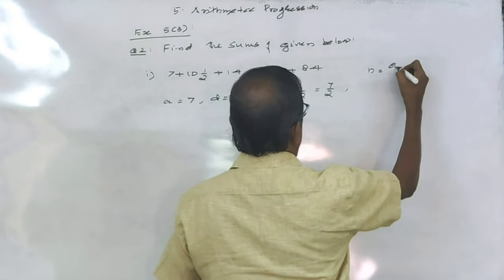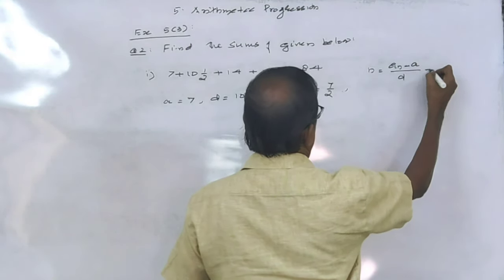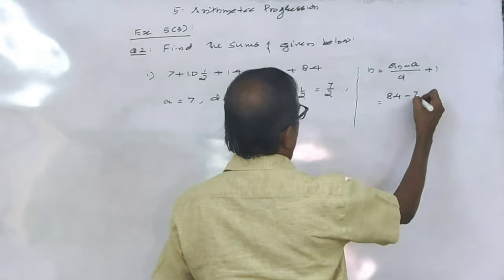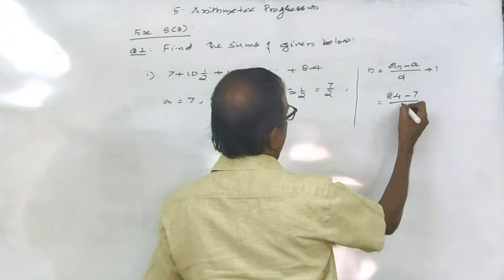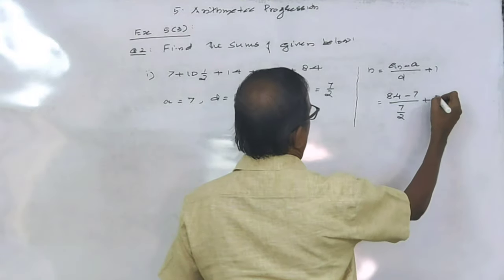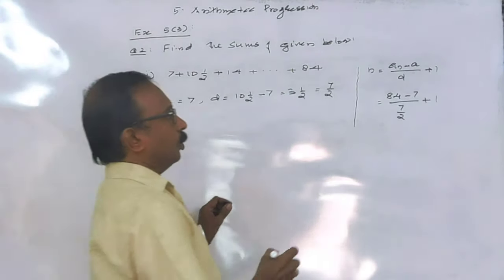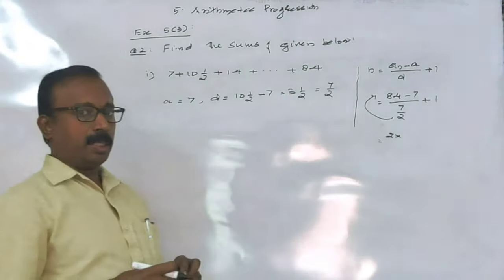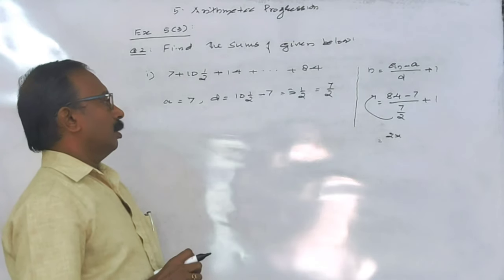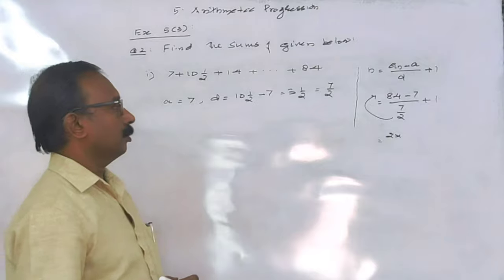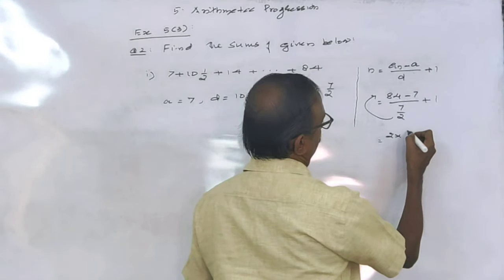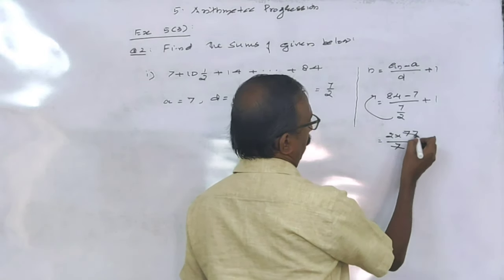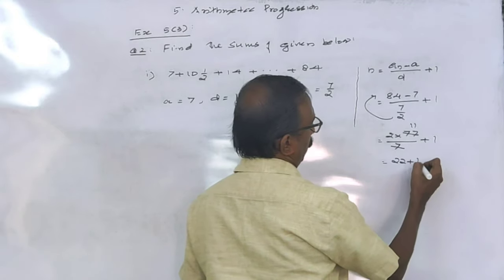n is equal to (an minus a) by d plus 1. That is (84 - 7) by d, d is 7/2, plus 1. So the 2 goes to the numerator: 2 × (84 - 7) is 77 divided by 7 plus 1. Here 11 times. So 22 plus 1.